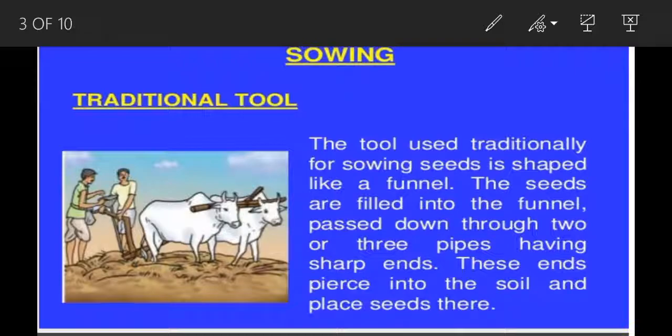In the traditional method, we use a seed drill, a tool which you can see in the picture, which has a shade like a funnel. The seeds are filled into this funnel and passed down through 2 or 3 pipes having a sharp end. These ends prick the soil and place the seeds at the proper place. So this is a traditional method.